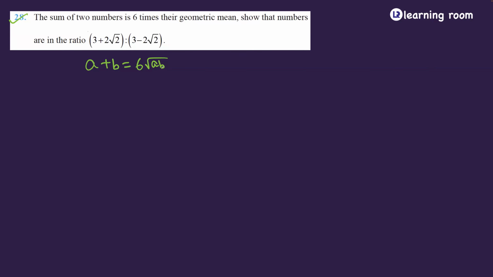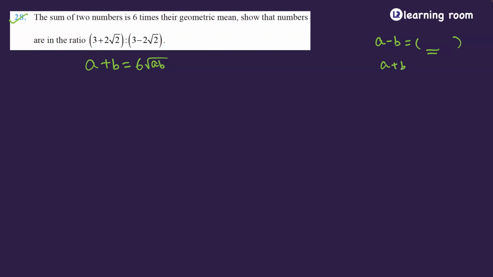Why I'm writing it in terms of A minus B, listen to this carefully. If I'm able to find A minus B in terms of something like square root of AB, then I can use the elimination method to find A separately and B separately. That is my idea. That is the reason why I told you to consider A minus B the whole square. Am I clear with that?